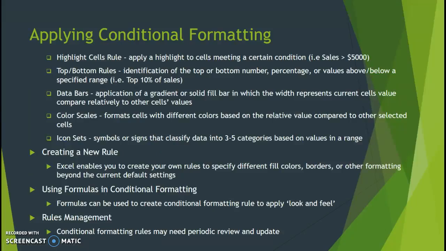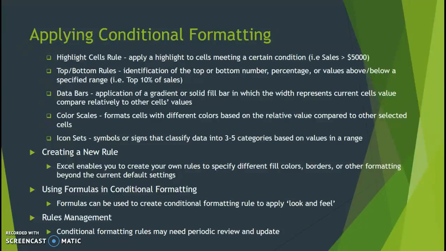So let's look at conditional formatting. There are 5 different types of conditional formatting that you can apply. One is a highlight cells rule that basically highlights cells that meet a certain condition criteria. So if you have a sales field and you want to highlight those sales fields that are over $5,000. You can implement top and bottom rules, which just identify the top or bottom number, percentage, or values above and below a specific range. So if you're looking at top 10% of sales, you can set a conditional formatting rule for that.